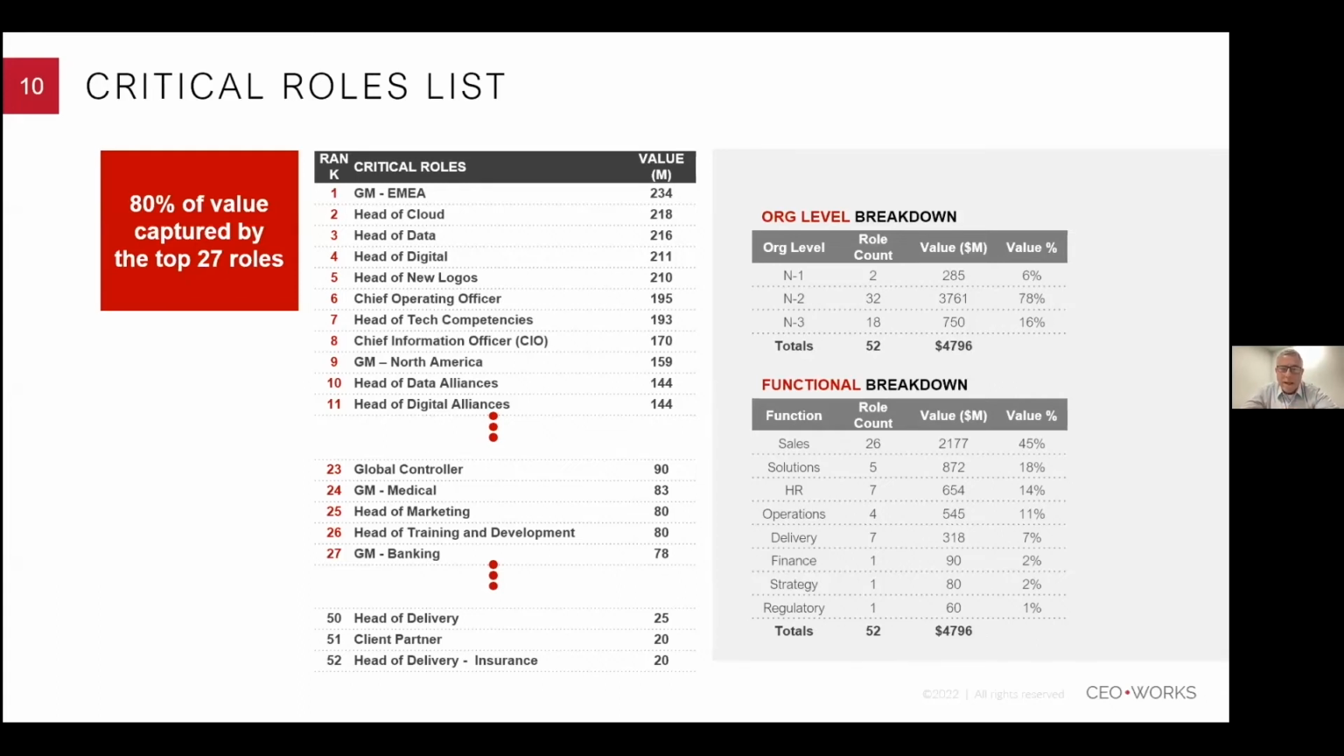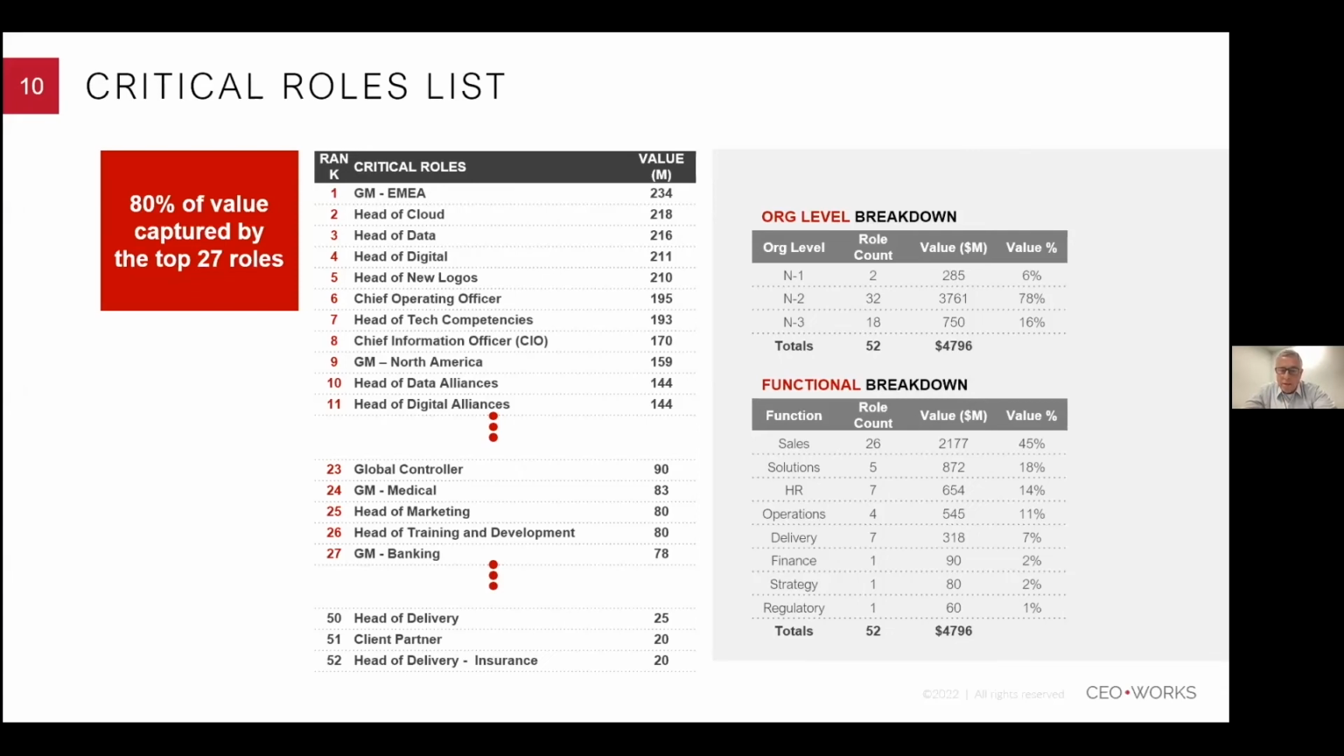And then the other way we could look at it, to Shefali's point earlier, only 2 of the roles were N-1 in this example. So we're trying to break the hierarchy and really look, where is the value really being created, by which role? So we could look at the levels, and here we have a significant portion at N-2, but also a healthy set of roles at N-3.